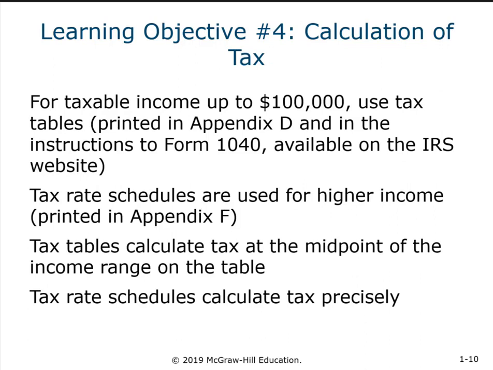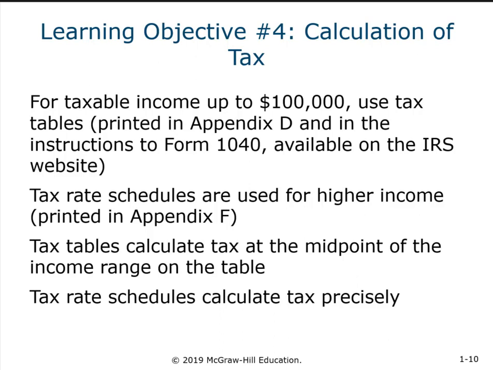So how do you calculate the tax? You've got the taxable income figured out. If your taxable income is $100,000 or less, you use the tax tables. These are printed in the appendix of your textbook. You can also find them in the instructions to Form 1040 on the IRS website. If your income is over $100,000, then you don't use the tax tables.